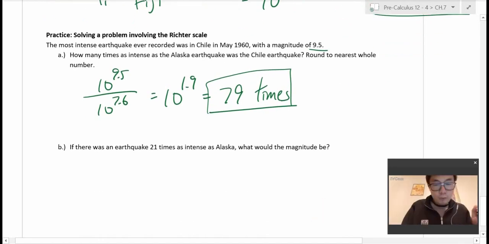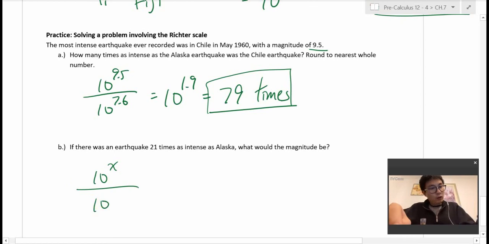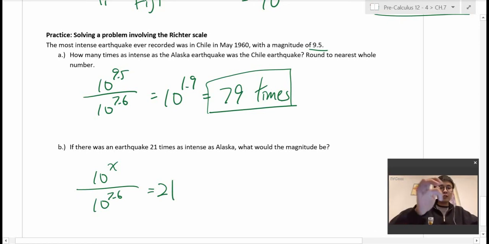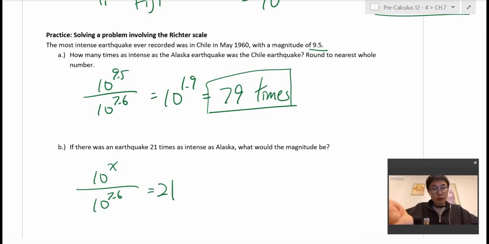Okay, part B. It says if there was an earthquake that is 21 times as intense as Alaska, what would the magnitude be? Well, we know this means 10 to the power of this magnitude divided by 10 to the power of the magnitude in Alaska, which was 7.6, should equal 21. So this is what we're solving for. 10 to the magnitude of this particular earthquake divided by 10 to the power of 7.6, the magnitude of the Alaska earthquake, should equal 21 because it's 21 times as intense.